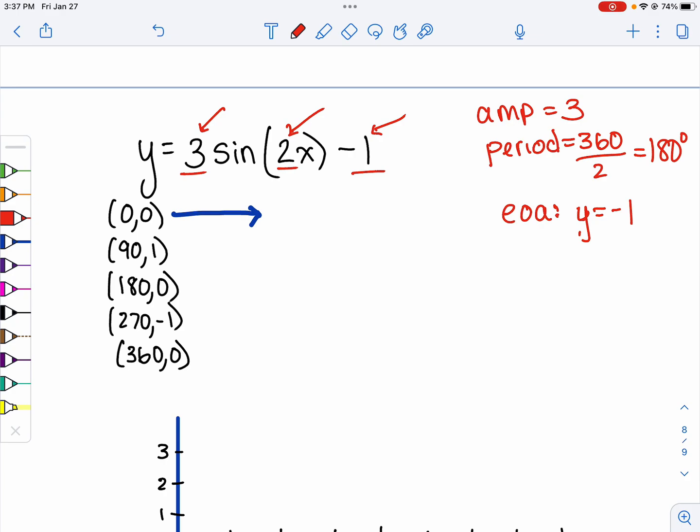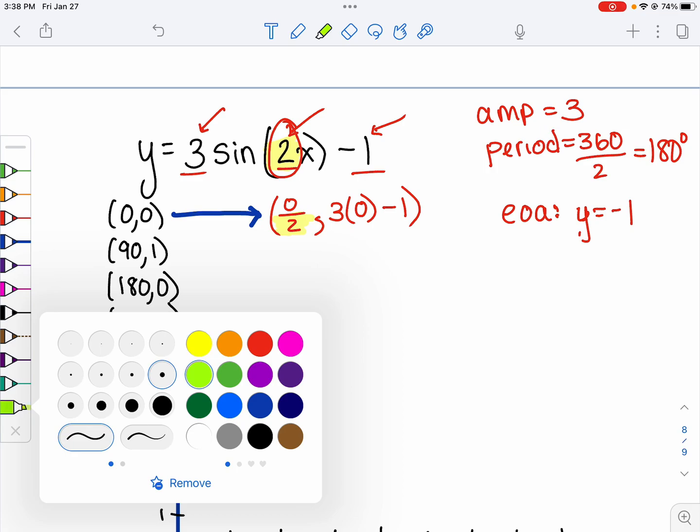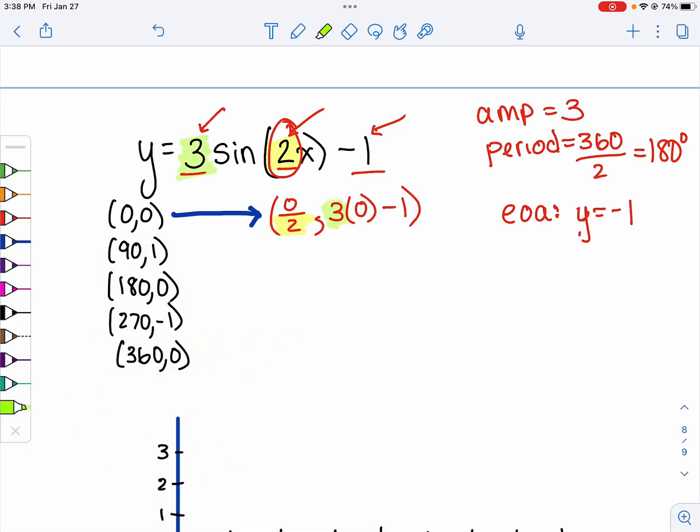So sine normally starts at 0, 0, but you're going to take your x value and divide it by 2. That's what this k value does. Then your y is going to get multiplied by 3 and subtract 1. That's how you get all your values. So you divide by a, which is this guy. Oh, just kidding. So you divide by k, which is that one. You multiply y by 3. And finally, you subtract the c value. So that leaves us with 0, -1 for our first point.